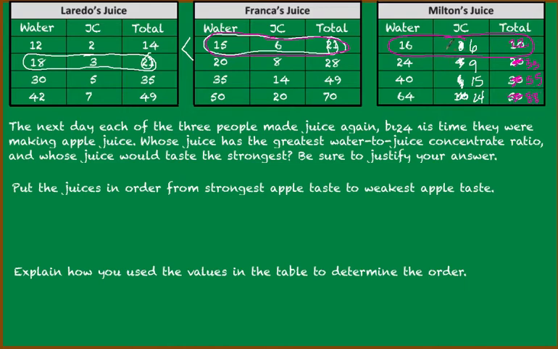All right, so in looking at it, when they both use 6 cups of juice concentrate, Franca only uses 15 cups of water and Milton uses 16 cups of water. So since he uses more cups of water, his juice is going to taste less strong. That's what that ratio tells us. The more water you use, the less strong it is. So I know once again that Franca's has to be stronger than Milton's.